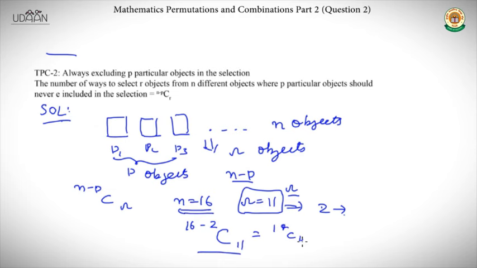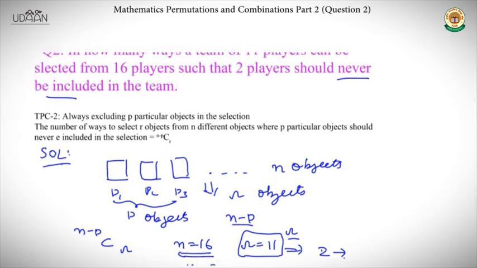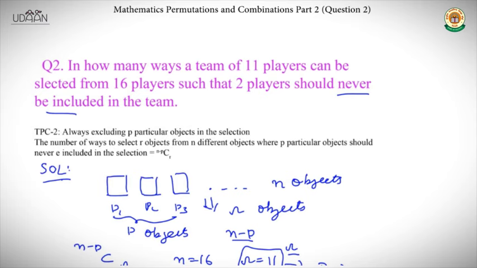So in this question, we have seen that we have to select r objects from n objects, with a constraint that p objects should never be included in the selection, and the formula comes out to be (n minus p) C r. So now we will move to our next question.